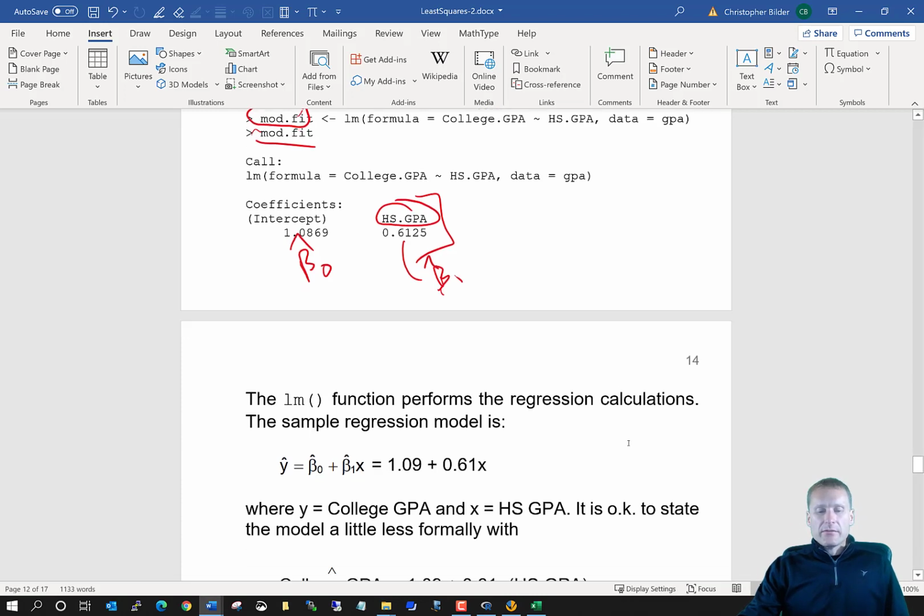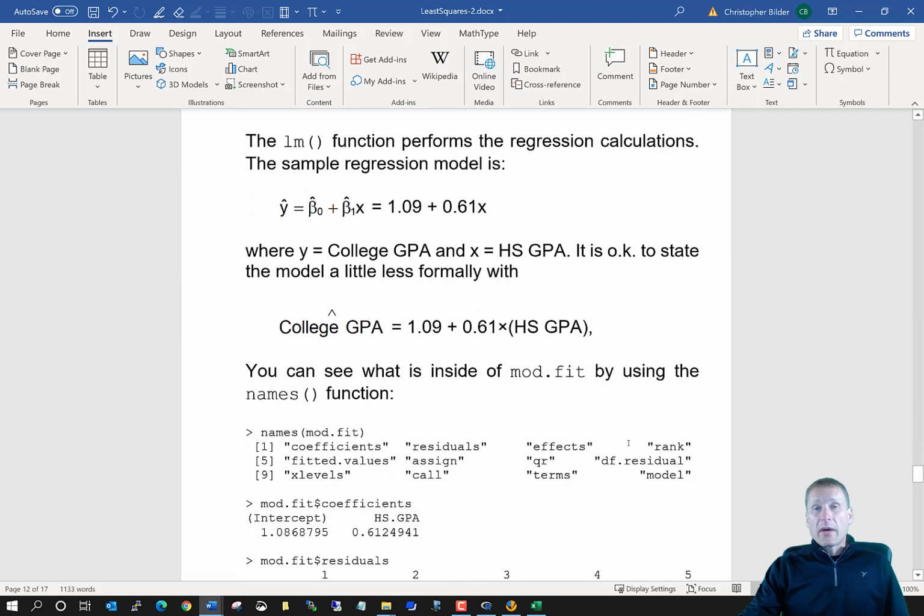So with that, I can formulate what my sample regression model is. Y hat is equal to 1.09 plus 0.61 times x, where I actually define what y is and what x is. You need to do that. You don't need this part there. I just did it for emphasis, to say here's what beta hat 0 is, here's what beta hat 1 is.